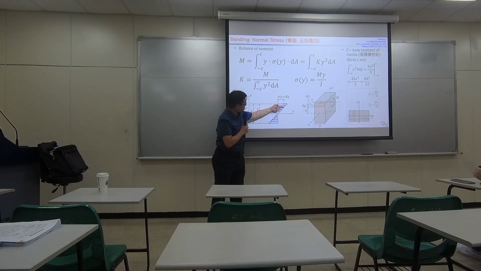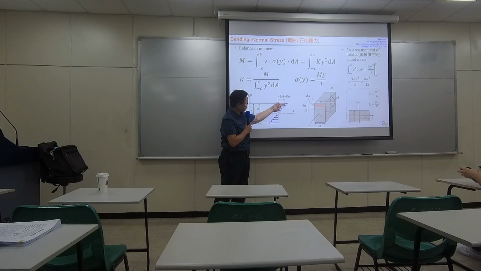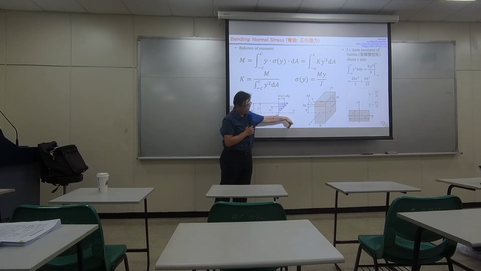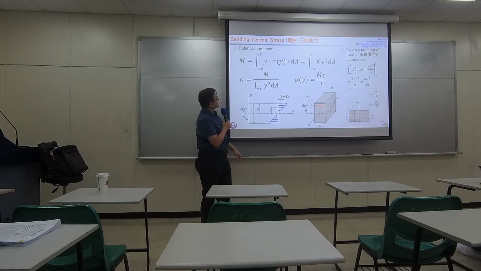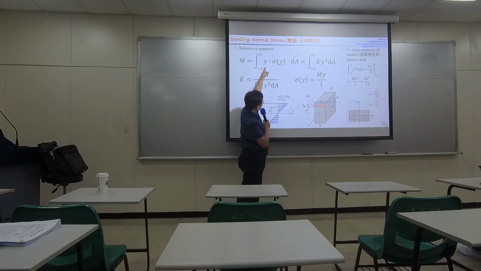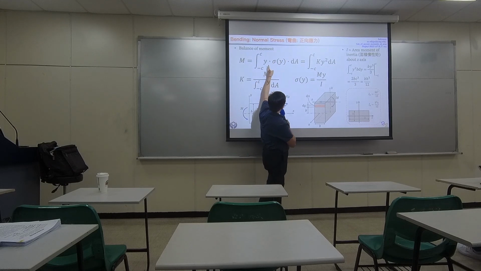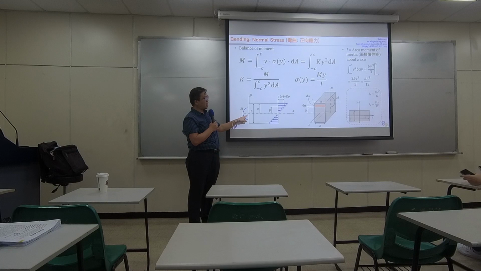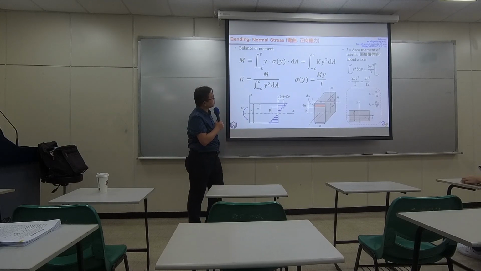This is the force pulling toward right, multiplying the distance, then you have a moment clockwise, right? So multiplying the distance, this is the moment going clockwise. And the moment you apply goes counterclockwise. That's why they balance out.